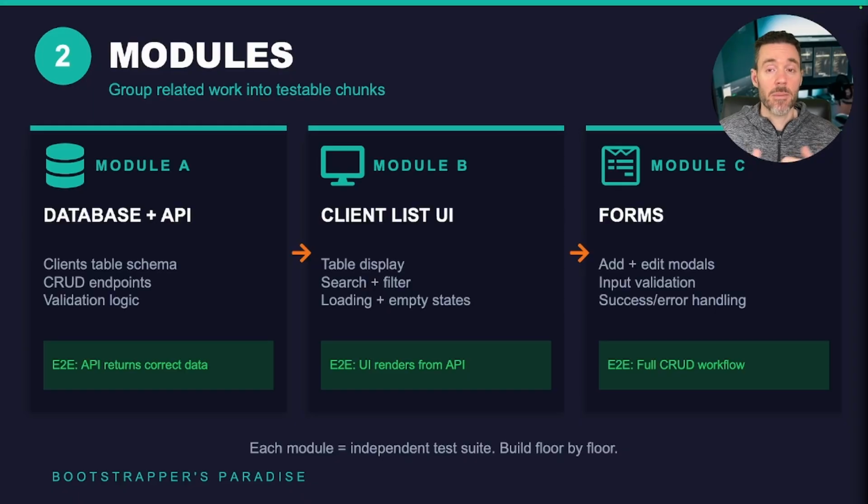Now, once you have your requirements, you need to group them into modules. And remember, a module is basically just a logical chunk of your application that can be built and tested independently. Let me show you what I mean. So for that client management feature, my modules might be Module A, database schema and API endpoints. Module B, client list UI with search and filter. Module C, add and edit client forms with validation.